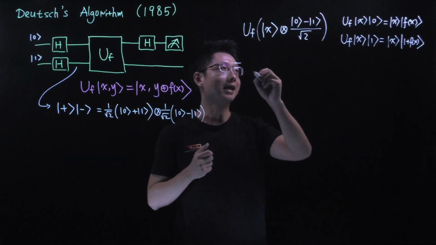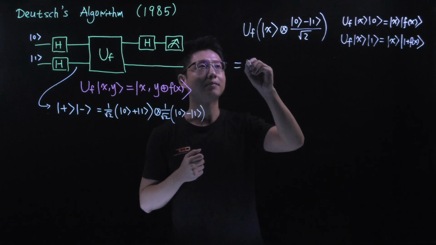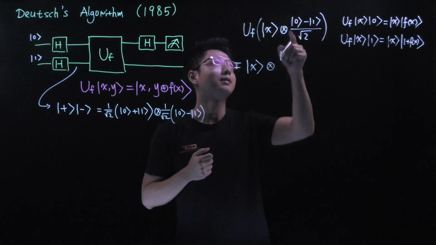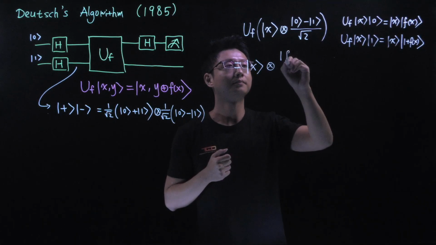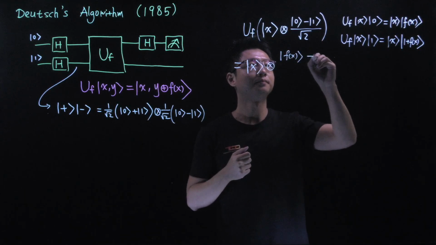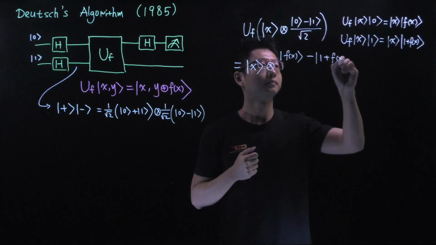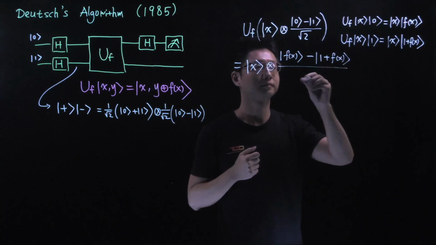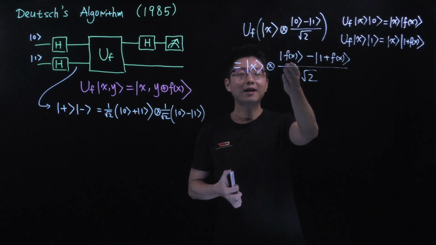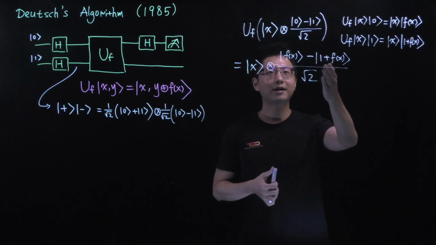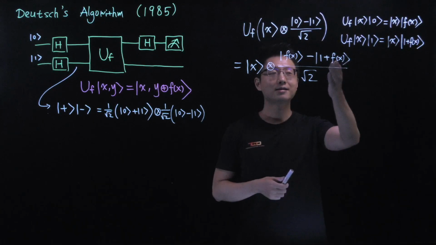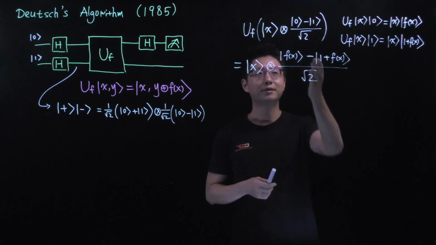So what we get at the end, the x is always the same. So let me write it in front. Being tensored with the 0 turns into f of x. The 1 turns into 1 plus f of x, over root 2. Now, let me remark, the value for f of x and the value for 1 plus f of x always differ by 1, right? Doesn't matter what is the value of f of x.